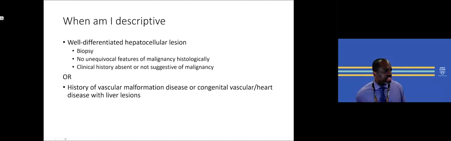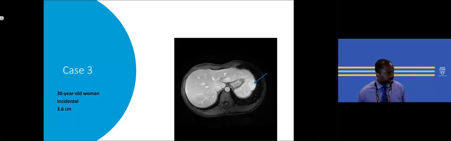And then if the patient has a history of vascular malformation disease or congenital vascular heart disease with liver lesions, that's a biopsy case that I'm going to be much more careful with, and the workup is going to be a little more extensive than what we're talking about today. So I'm going to transition and change gears to show you a different part of the spectrum. I'm showing you classic cases that come to my attention.